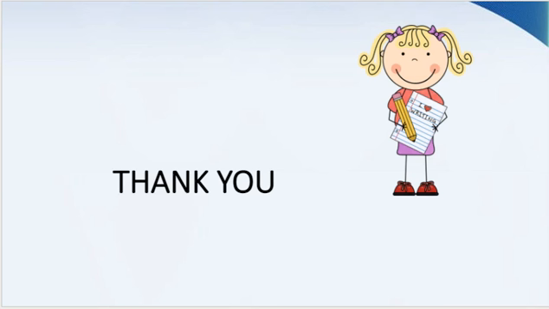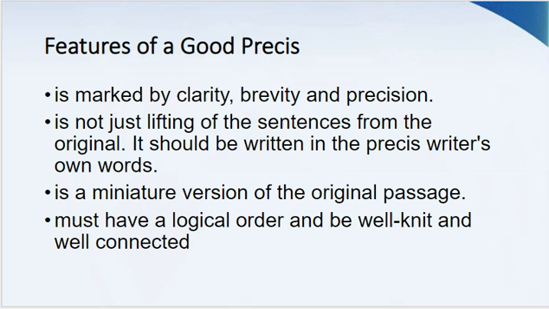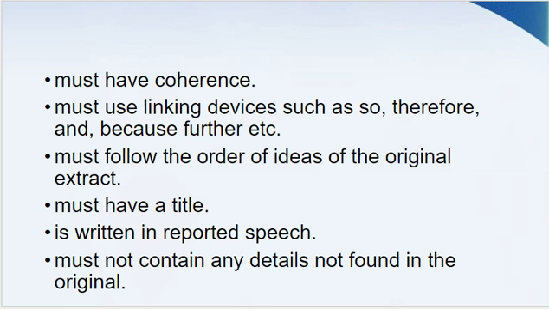A précis is not just the copying of the original words from that content, and it should be brief, clear and precise. It is a miniature form of the original passage, and the ideas should be written with coherence. Linking words can be used, and you should always write a title even though it is not mentioned in the question. Use correct grammar, and it should not contain any ideas not found in the original, right?